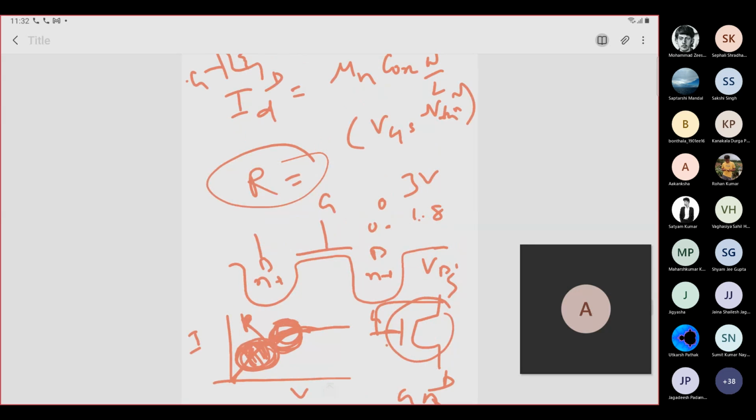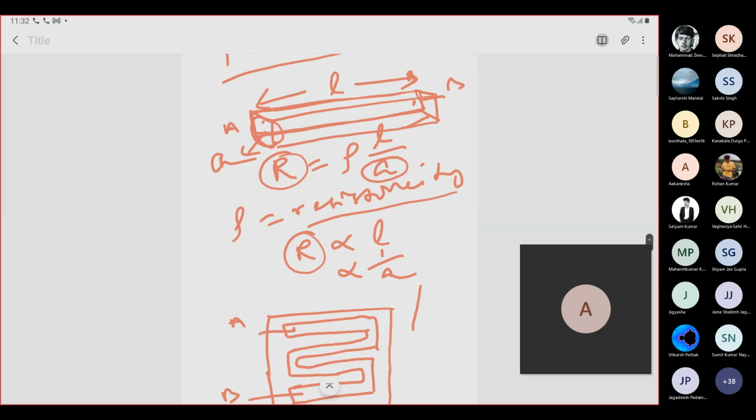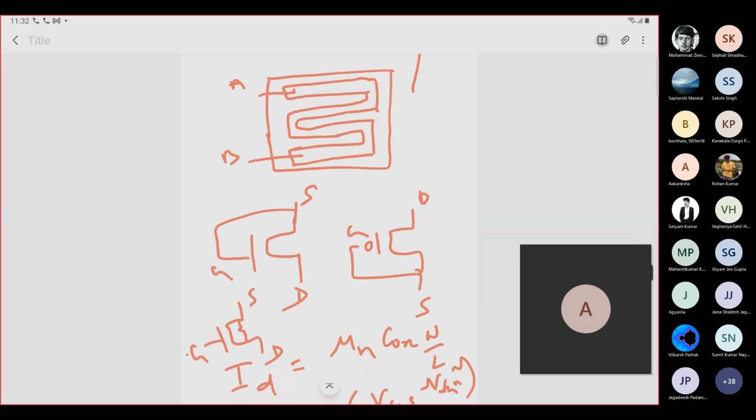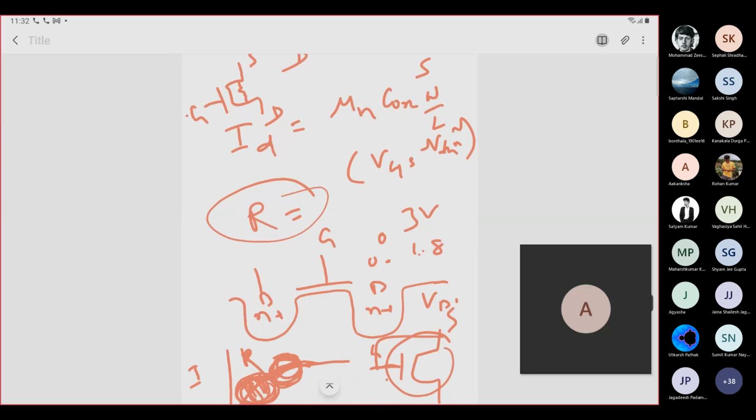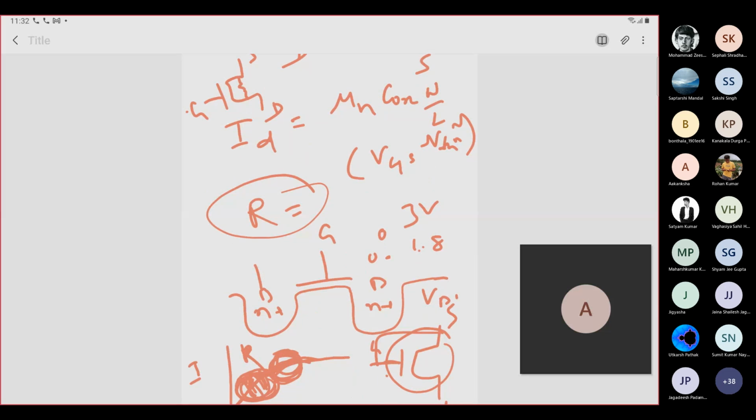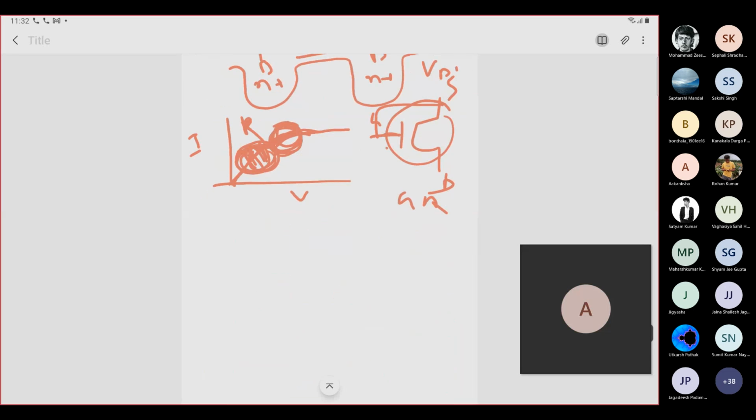So this is the difference between your passive resistor and active resistor, which will be connected to your driver circuit depending upon your NMOS or PMOS inverter. Clear? Does anybody have a doubt on it?